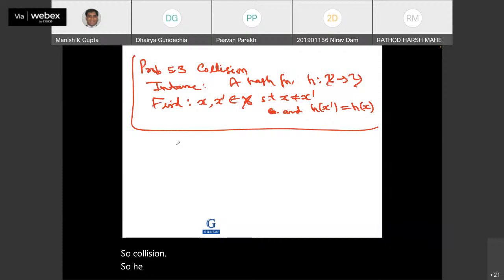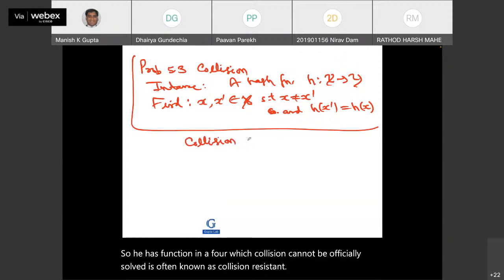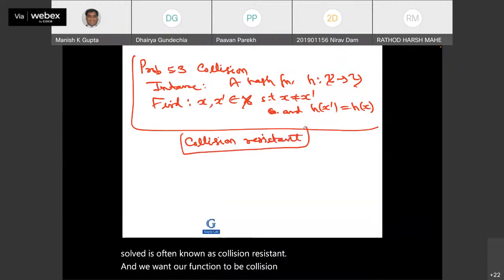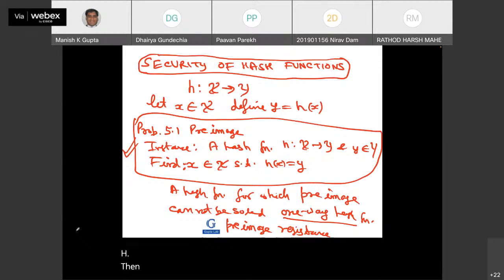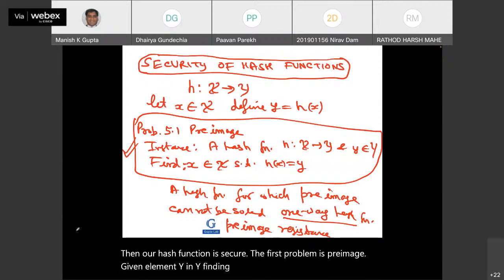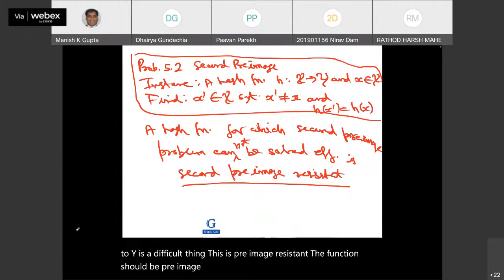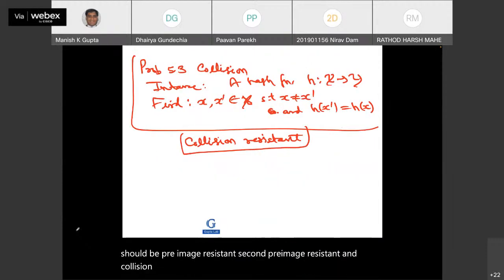A hash function for which collision cannot be efficiently solved is known as collision resistant. We want our hash function to be collision resistant. So the security of our hash function depends on these 3 problems. If it is difficult to solve these 3 problems for the hash function h, then our hash function is secure. The first problem is preimage: given an element y in Y, finding an element x in X such that h(x) equals y is a difficult thing. This is preimage resistant. The function should be preimage resistant, second preimage resistant, and collision resistant. Collision should not be there.